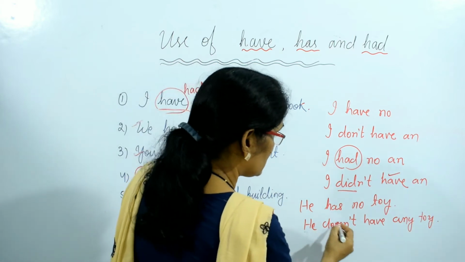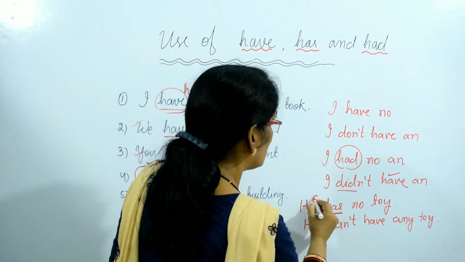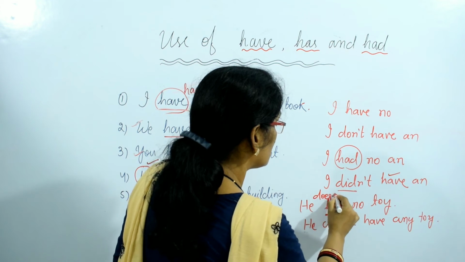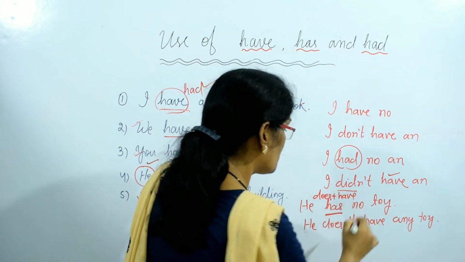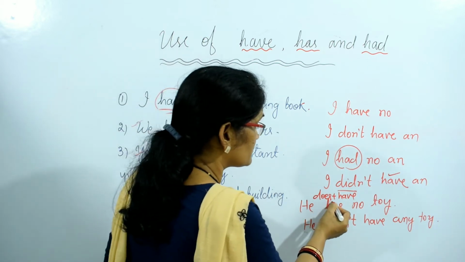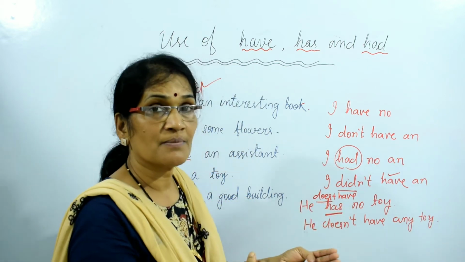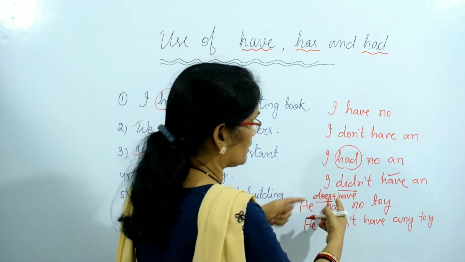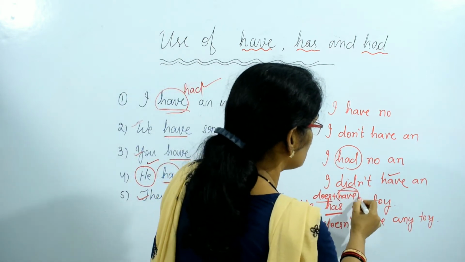When you change, has means does plus have. So, when you change the sentence into negative, does comes separated. Does becomes separated and not comes here. And the main verb is have.